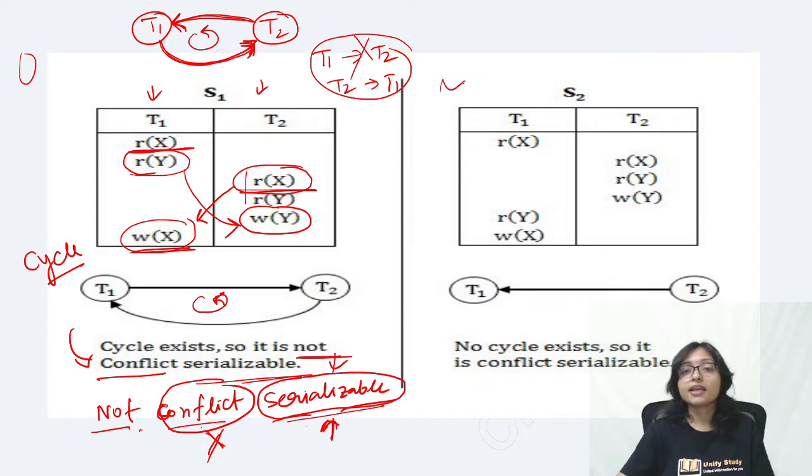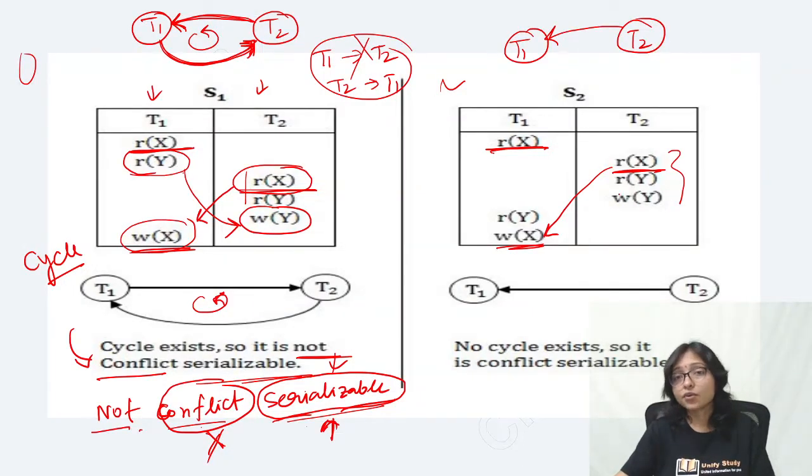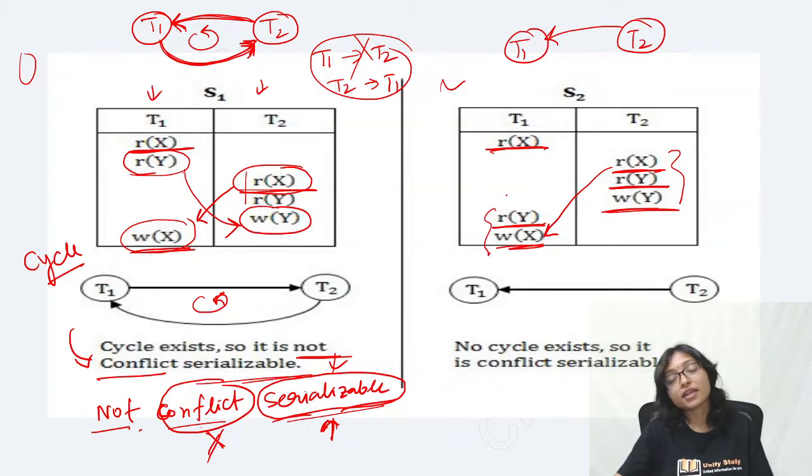Now, here you can see there is no cycle. How? Because for T1 and T2, the read operation is going on, and in X there is nothing. But here is a read operation going on, here is a write. So from T2 to T1 there is a conflicting operation. After that you can see here is read Y, here is also read Y. No problem. Here is write Y, here is no write Y operation. So there is only one arrow, that is T2 to T1.